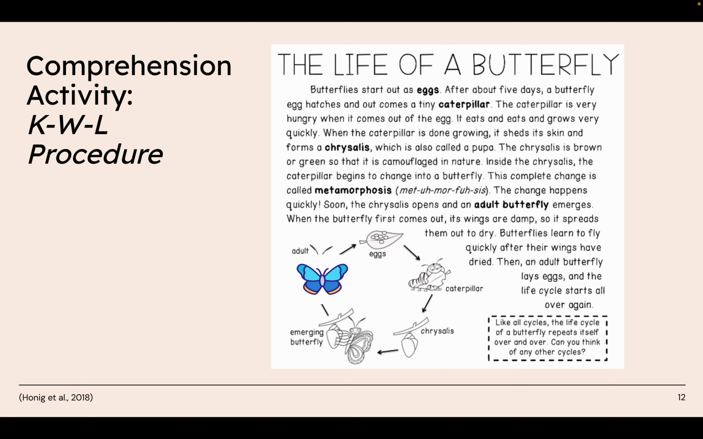And then we have a little caption in our box that tells us maybe this is important information or an enrichment question that we can use for more thinking about the topic. And it says, like all cycles, the life cycle of a butterfly repeats itself over and over. Can you think of any other cycles? And then we would talk about the picture and the life cycle, and then maybe have the students think about the question that was asked.